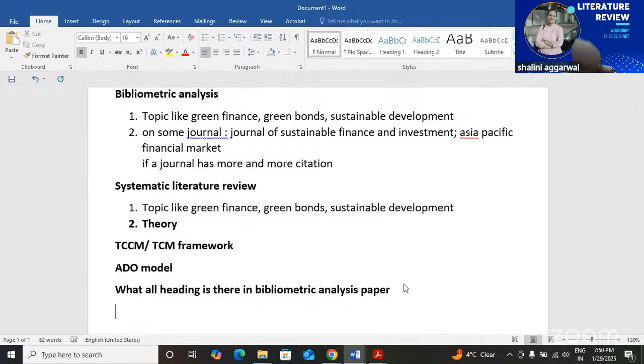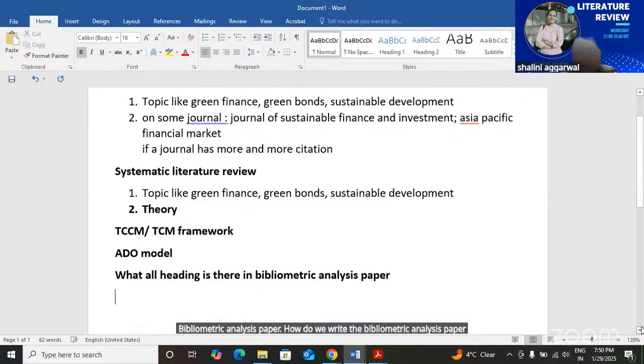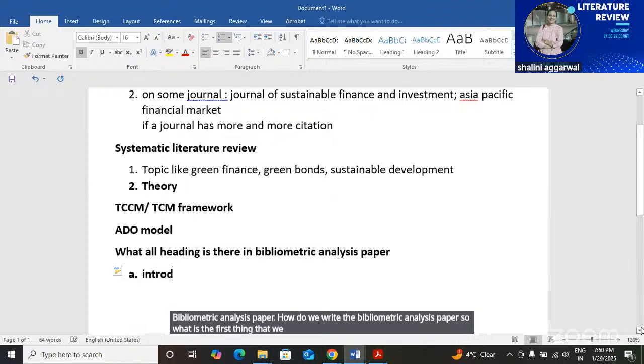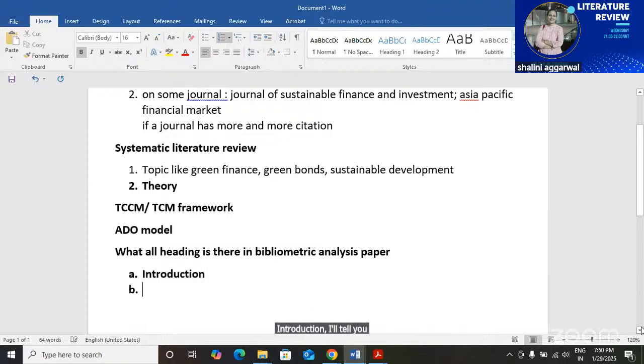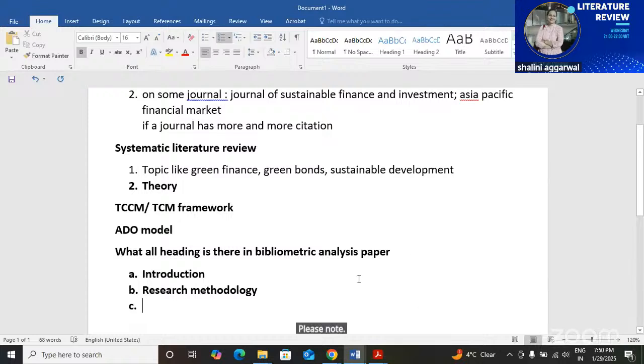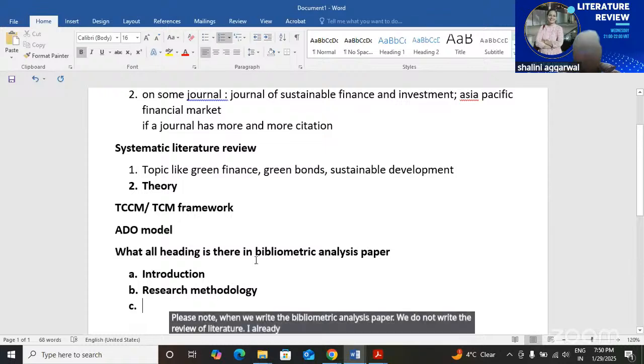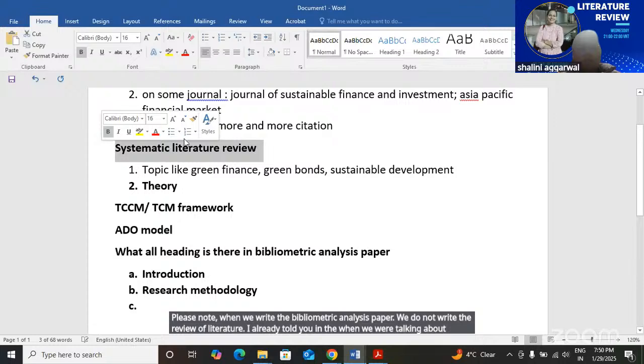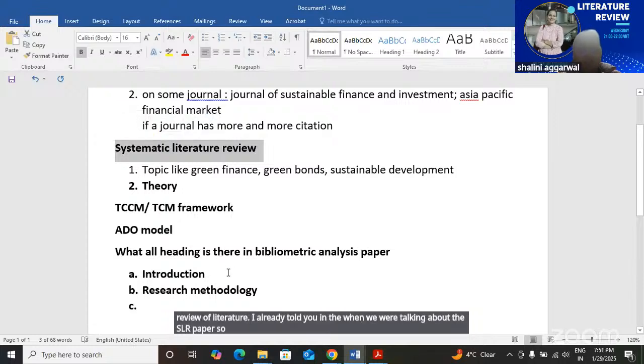How do we write the bibliometric analysis paper? The first thing that we write is the introduction. I'll tell you what is included in the introduction. Second important part is the research methodology. Please note, when we write the bibliometric analysis paper, we do not write the review of literature. I already told you this when we were talking about the SLR paper. We do not write the review of literature, right? We come directly to the research methodology section.